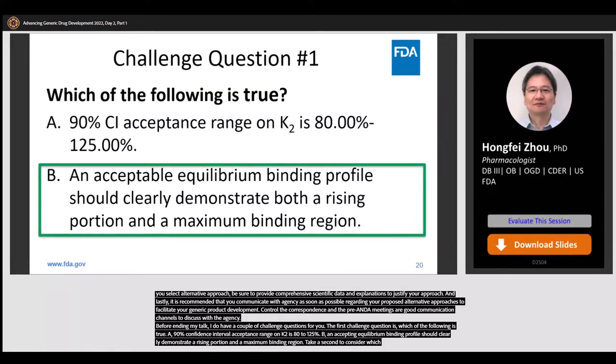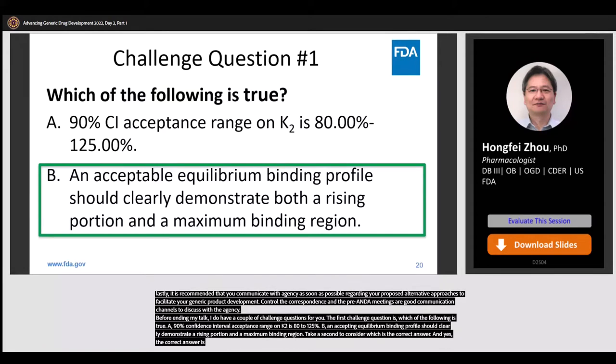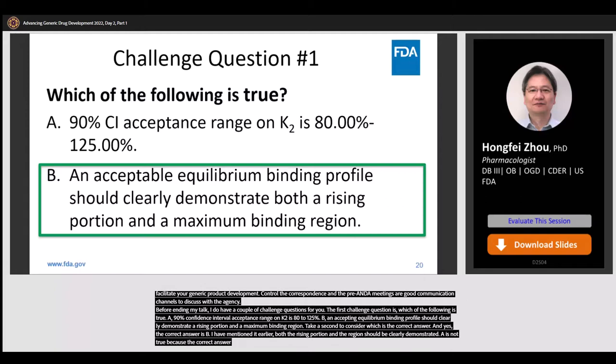And yes, the correct answer is B. I have mentioned it earlier. Both the rising portion and the plateau region should be clearly demonstrated. A is not true because the correct range is 80 to 120%, as the analysis should be based on non-transformed data.